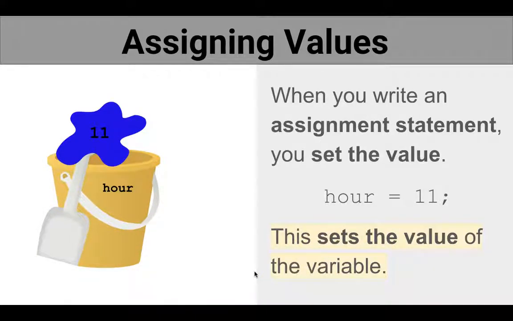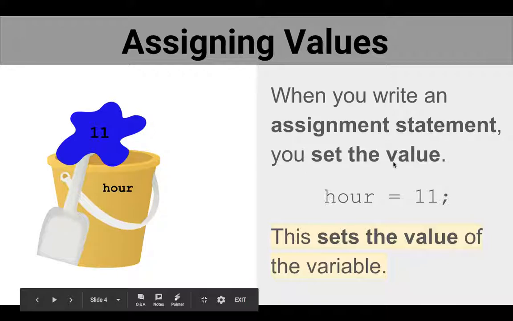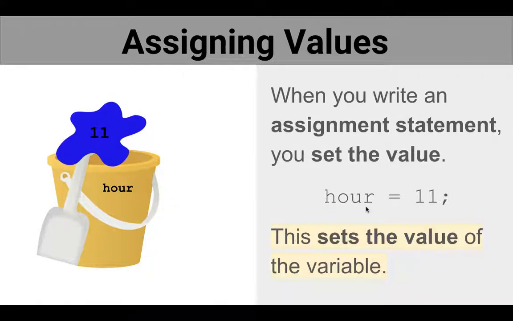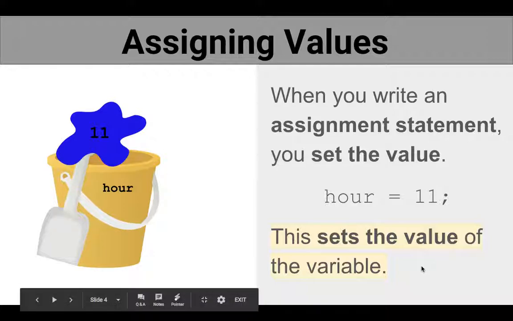Now the other thing that you can do with variables is you can assign them values. When you write an assignment statement, you set the value of your variable. Before, we had this variable called hour, but we didn't have anything in it. Now to set it, you put the name of the variable, set it equal to, and then put the value in it. Because this is an integer, we just put numbers, and they're not in quotation marks. Strings need to be in quotation marks. The other syntax you need is the semicolon afterwards. So this is how you set the value of the variable.